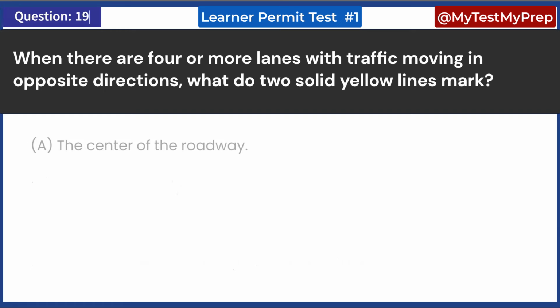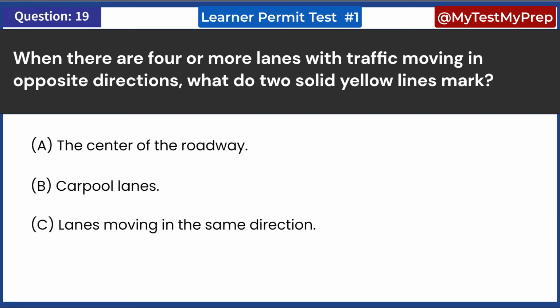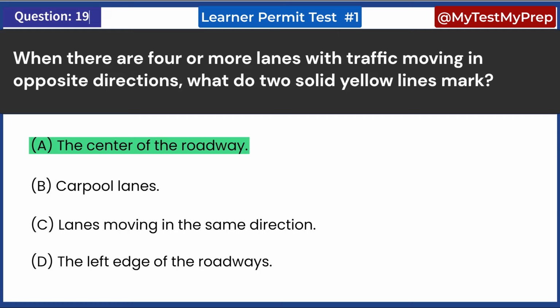When there are 4 or more lanes with traffic moving in opposite directions, what do 2 solid yellow lines mark? A. The center of the roadway. B. Carpool lanes. C. Lanes moving in the same direction. D. The left edge of the roadways. Answer: A. The center of the roadway.